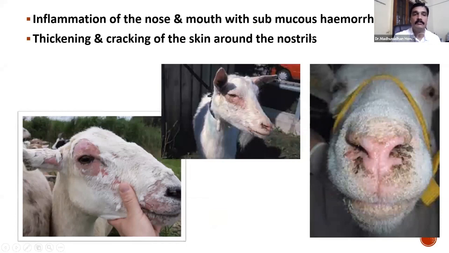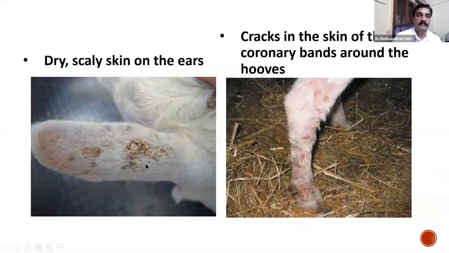You can see the inflammation of the nose and mucosal hemorrhages, thickening and cracking of the skin around the nostrils. You can see here the skin eczema in and around the eyes, and the alopecia. So this is a very common symptom of zinc deficiency. Dry scaly skin on the ears is also seen. You can differentially diagnose this from parasitic infestation. Even during mange, the same type of symptoms are seen. You can scrape it out and go for parasitic diagnosis, or otherwise it will usually be zinc deficiency that leads to this type of lesions.